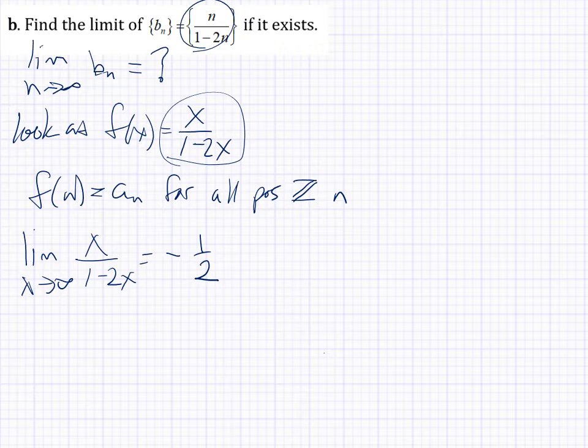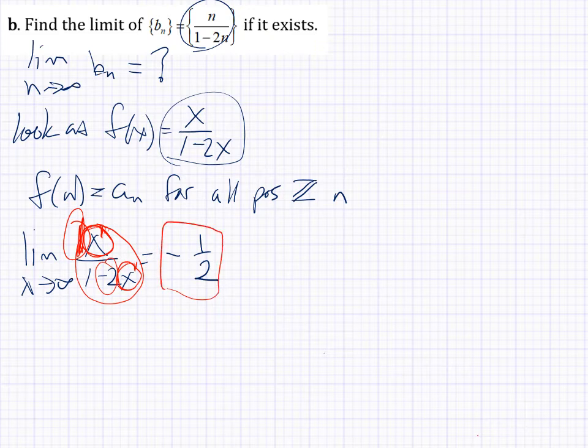Why do you know that negative 1/2 is the answer? Because this is a simple rational function where the degree of the numerator and the degree of the denominator are exactly the same. When you have the degrees the same, what do you do? You divide the leading coefficients, which are 1 and negative 2, which gives me negative 1/2. Or, option 2 is we could use L'Hopital's rule.